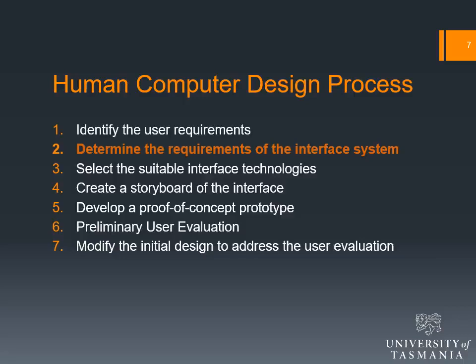Now step 2 here. So we take step 1, which is to identify user requirements. Okay, so now the user is a bit lacking in user experience. They don't know what they are looking for. We identified that in step 1, described in the previous slide. In step 2 here, we are trying to determine the requirements of the interface system itself. Okay, what the interface system can do: software, hardware, etc.